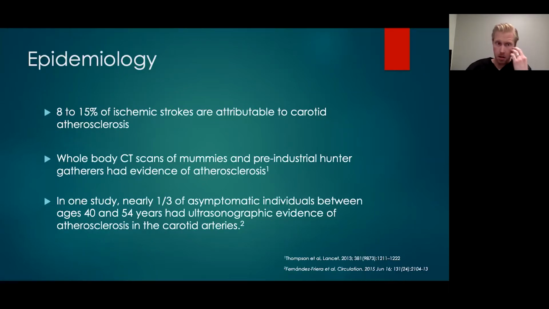One current study showed that about a third of individuals that had never had any symptoms, between ages of 40 and 54 years, had ultrasonographic evidence of atherosclerosis in the carotids. So that's roughly your prevalence, right in the middle years of 40 to 54. About a third of people have some degree of carotid atherosclerosis, which is pretty prevalent.